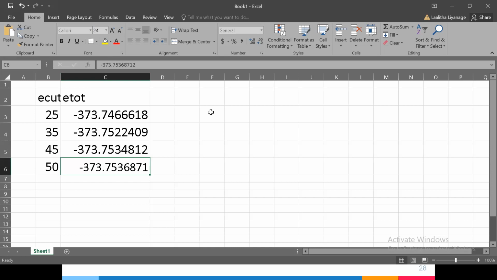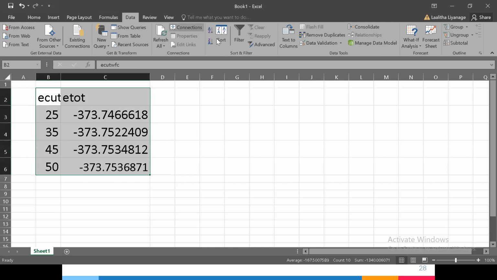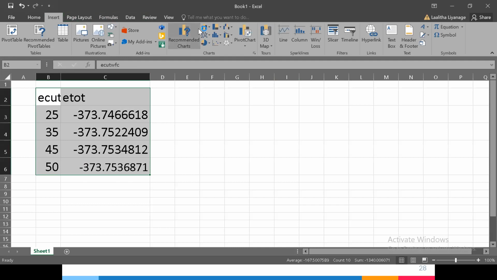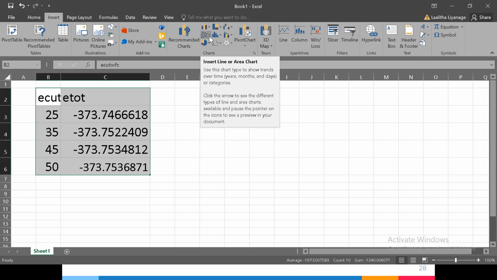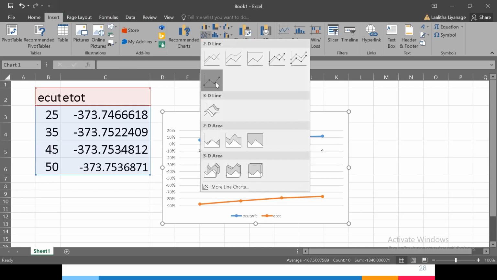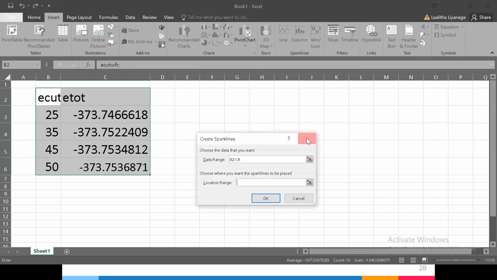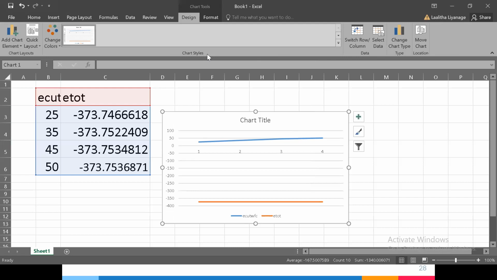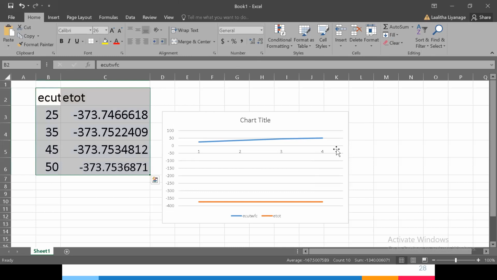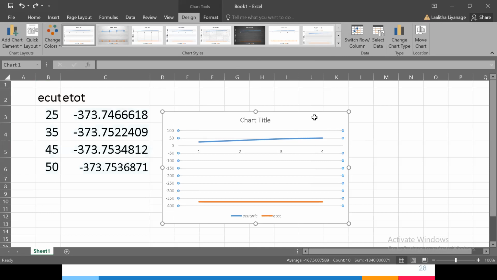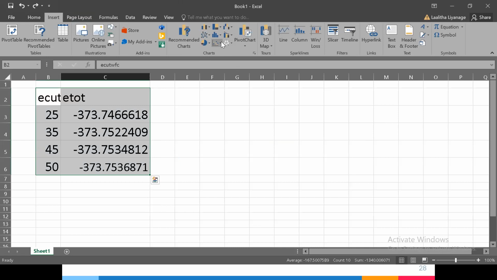Now if you plot this data, insert chart, what do you want to put here? I put a single line, I never know how to put that in Excel. No, that's not what I want to do. But yeah, that's fine. I'll show it to you when I'm doing the... There we go. All right.